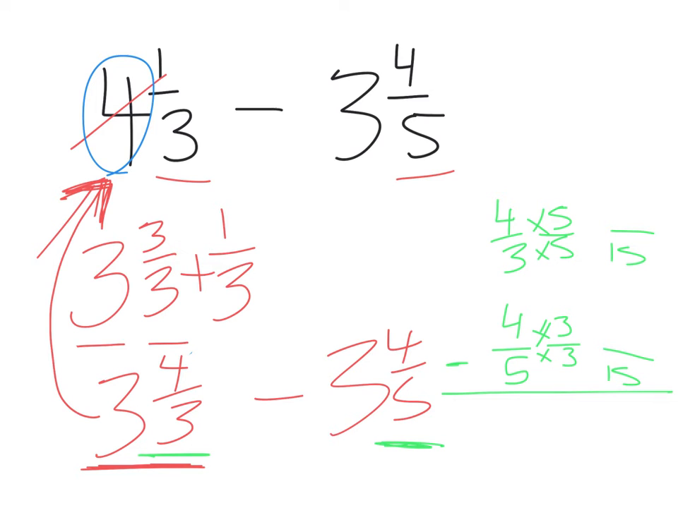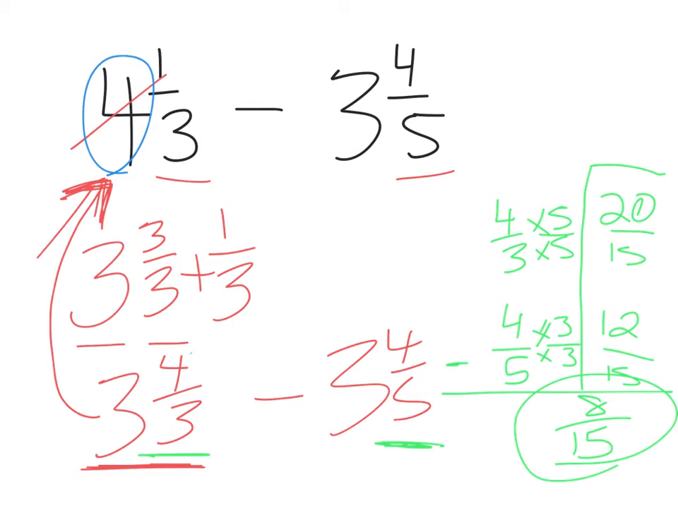The top one would be times 5. 4 times 5 is 20. Okay, the bottom one would be times 3. 4 times 3 is 12. All right, it is a subtraction problem. I don't want to get add happy here. 20 minus 12. 20 minus 12 is 8. So 8/15 might be my final answer to this thing. I can't simplify 8/15, so I'm thinking that is the final answer here.